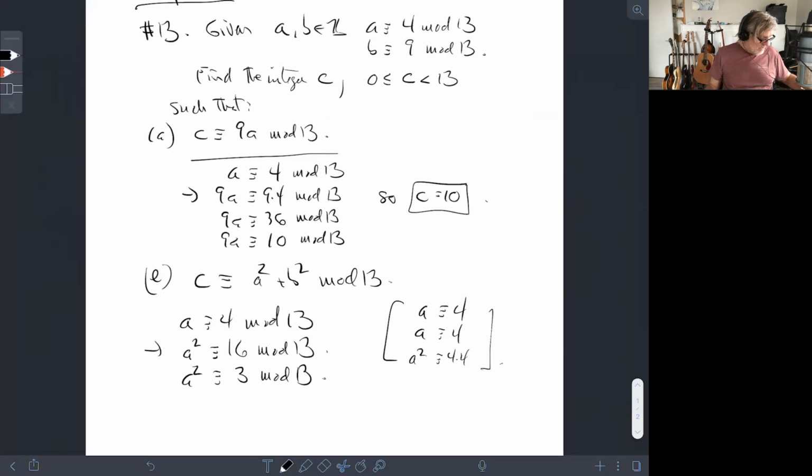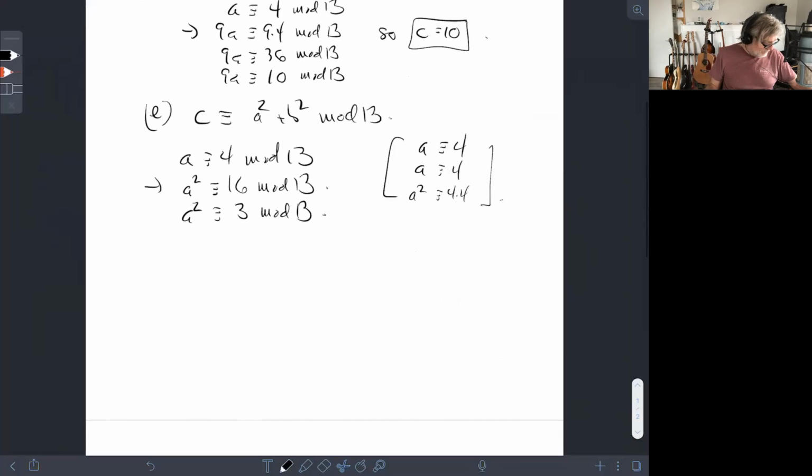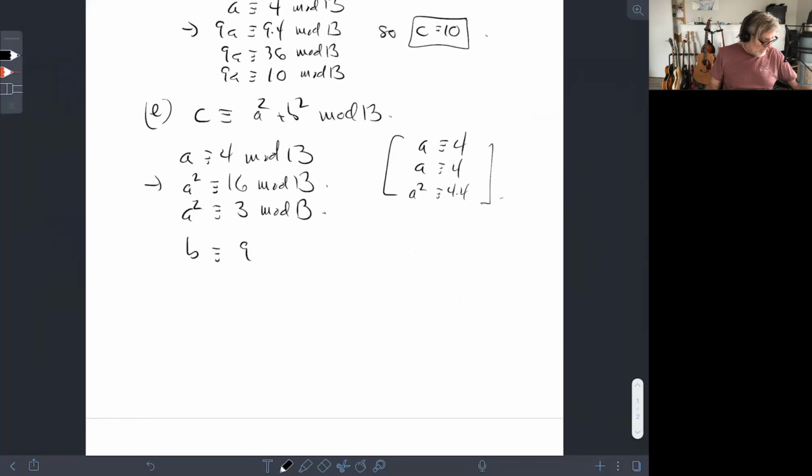Okay, now B is 9 mod 13. Now, I don't want to use a calculator because I'm like that. I'm lazy. I don't want to get the calculator out. So I need to square that. So 9 squared is 81 mod 13. That's just too big for my little brain. So instead of working with 9, I'm going to work with -4, which is exactly the same thing, right? So why am I doing this? It's just because I'm lazy. Avoiding the calculator.